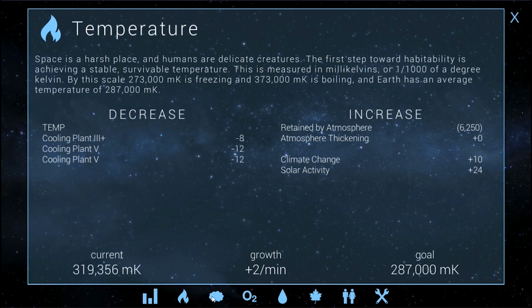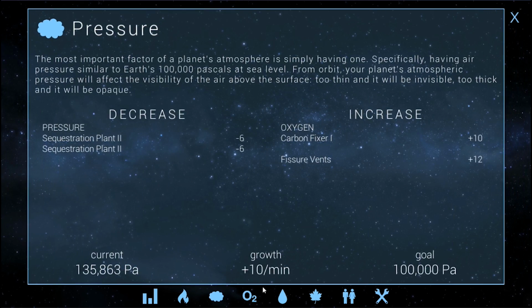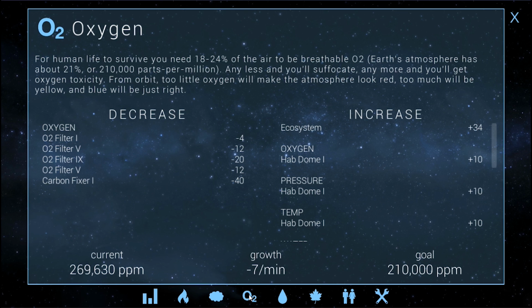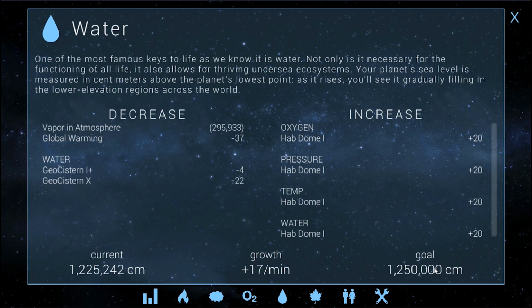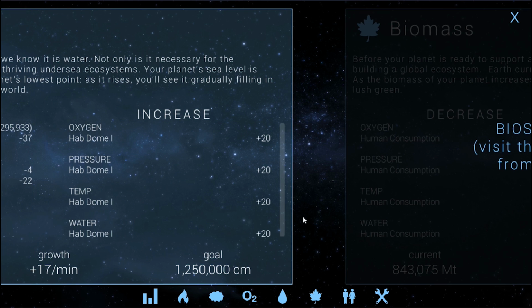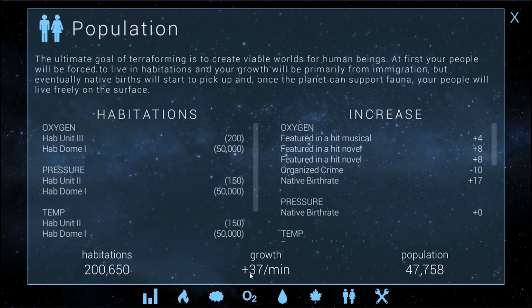Plus 2 a minute. Plus 10 a minute. Okay, so those will be canceled. This is going to be a little bit lower. No, higher. And then we're going to be able to shut it off. And water is going to be a little bit lower, which is good. How's population doing? Are we finally starting to get people? Plus 37.